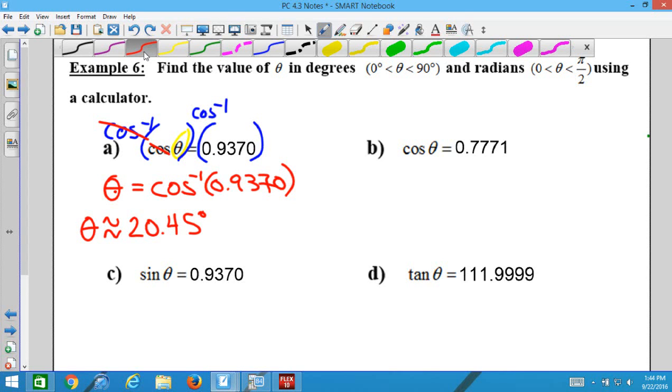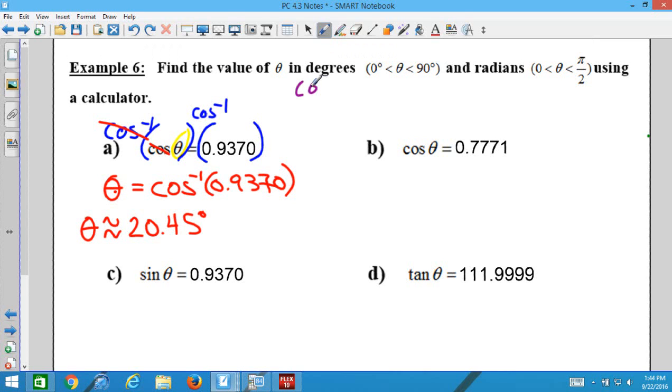And then we need to find this answer in radians also. How can we convert from degrees to radians? What do we do to convert degrees to radians? Multiply by pi radians over 180 degrees.